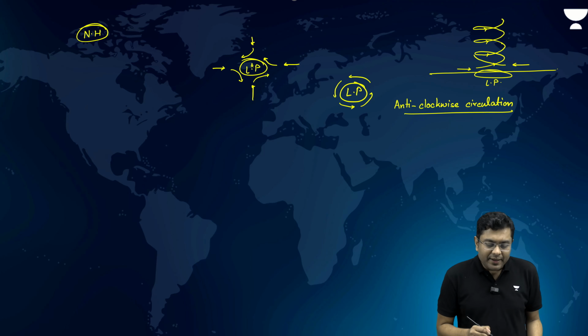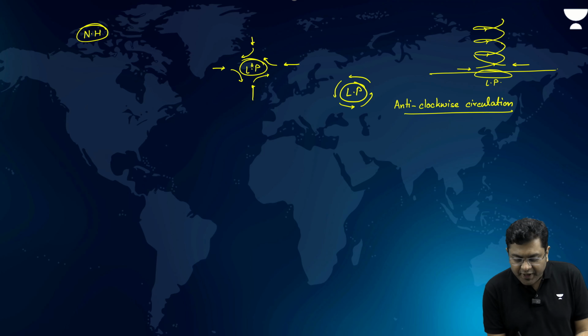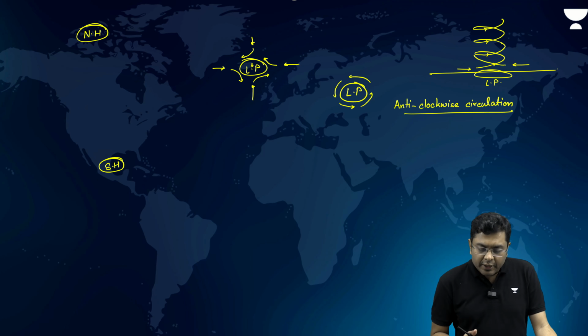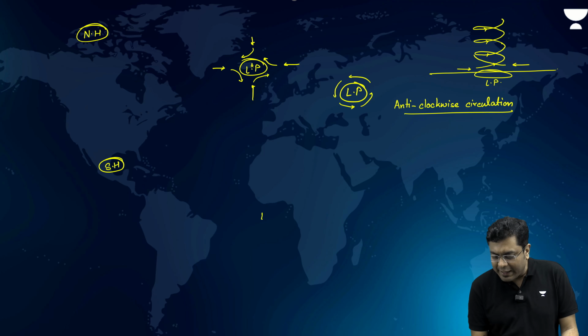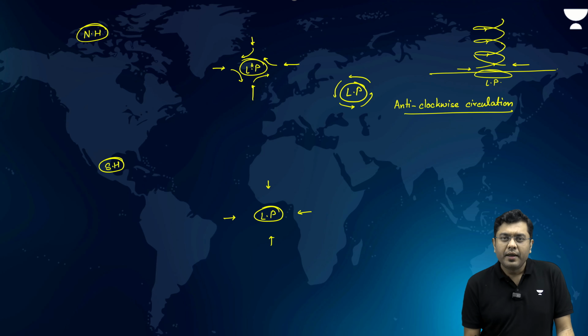Then, when we talk about the southern hemisphere, this actually undergoes a reversal. In the southern hemisphere, if you consider that low pressure center, this will again attract winds from all directions. Now here, the winds will bend to the left owing to the Coriolis effect. So here, the winds will bend like this.